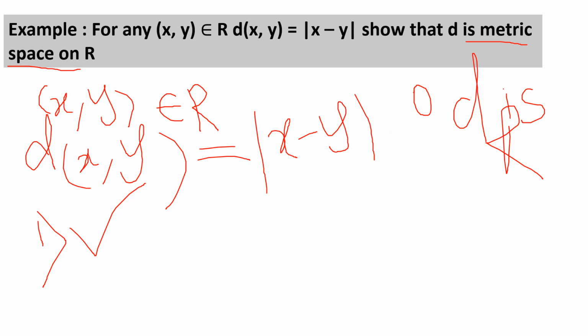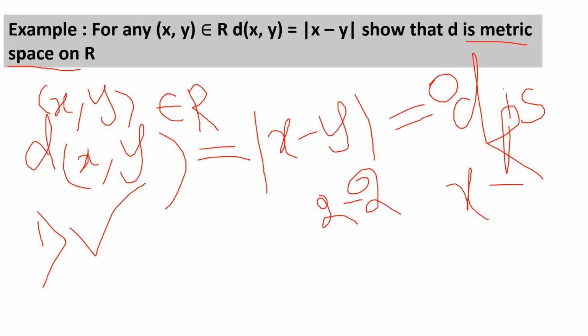The second condition is the null property. The null property is nothing but d(x, y) is equal to 0 if x is equal to y. If you take the x value as 2 and the y value as also 2, then 2 minus 2 is 0. Here the condition is that if x is equal to y, then d(x, y) is equal to 0.